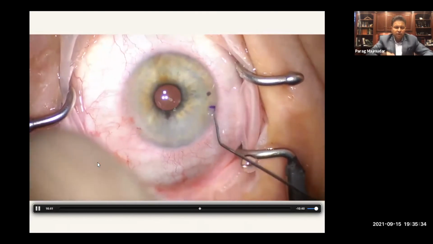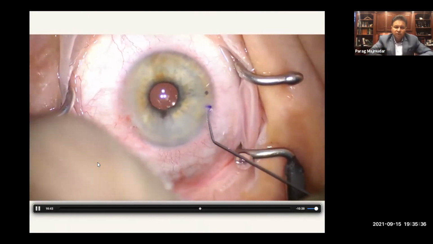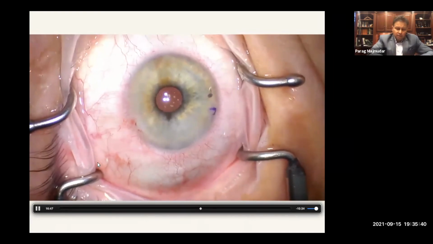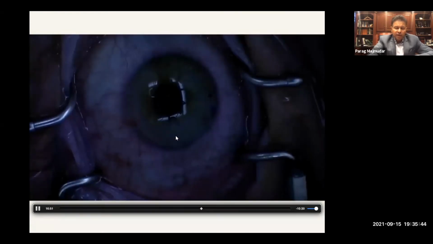The iris diaphragm, along with the IOL diaphragm, is more stable. The capsule is more rigid. It's just easier. But we're going to muddle through here. So I end up then removing my viscoelastic carefully.